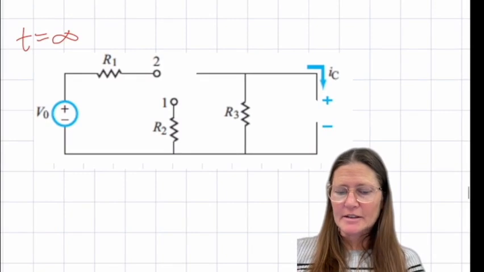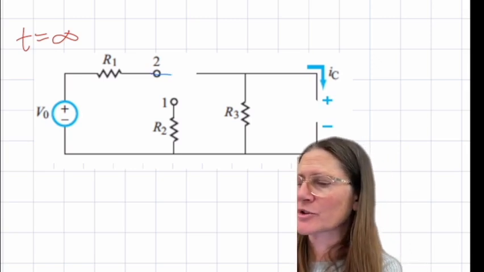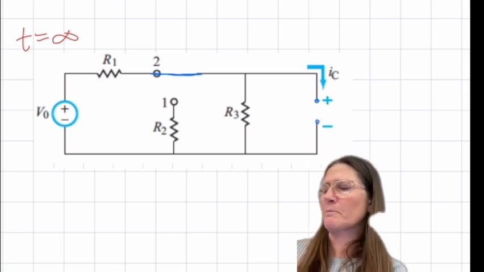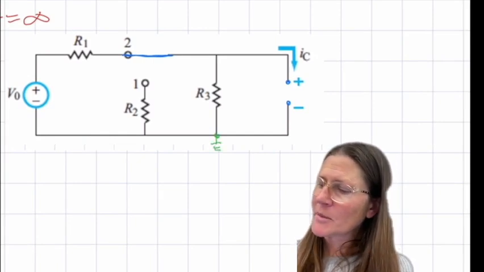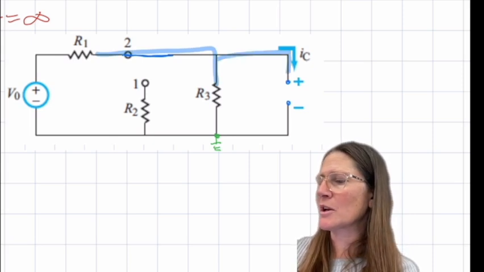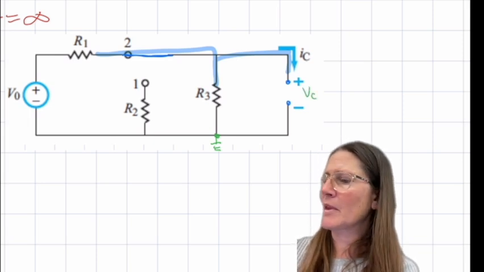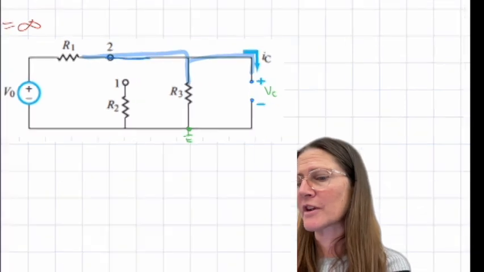Okay. At infinity, the switch is in the second position, so it's going to be here. And it's sat again for a long time, so this is an open. So grounding this means that the voltage that's on the top wire that's here is going to be the plus side of the VC here, which is the voltage across the R3. So I can do a voltage divider here.